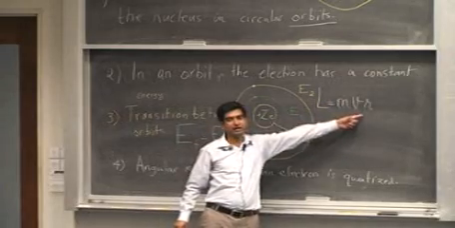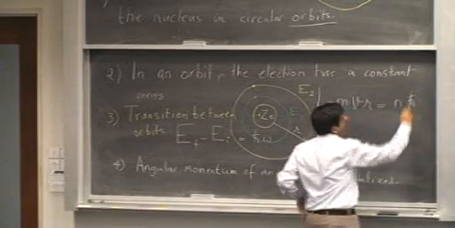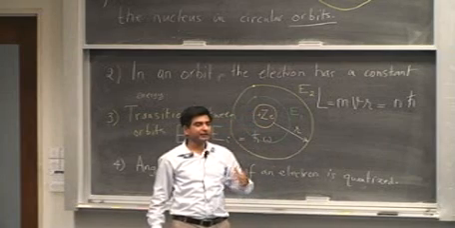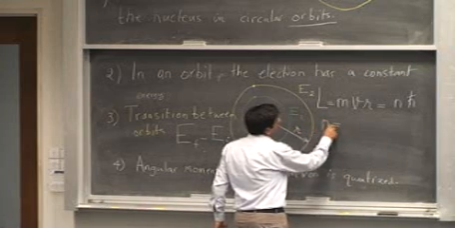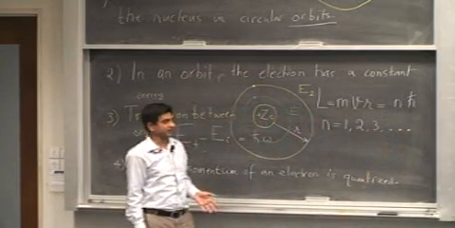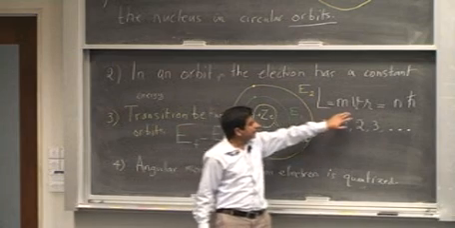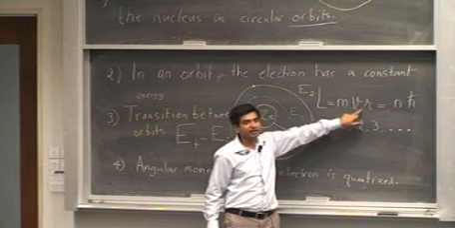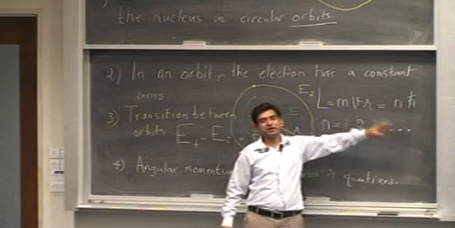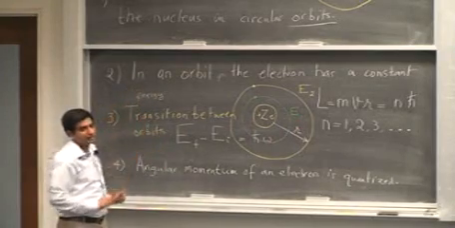v is its speed, r is the radius of the orbit, and this is quantized. It's quantized according to n h bar. Does everyone know what h bar is? It's h over 2 pi, and n is an integer. In Bohr's model, n goes from 1, 2, 3, and so on. So the angular momentum is quantized. Depending upon what radius the electron is at and what speed it is moving with, only precise combinations of v, r and m are possible. m is fixed, so v and r are related, because this product has to be equal to h bar, 2 h bar, 3 h bar, 4 h bar, and so on. So these are Bohr's postulates.